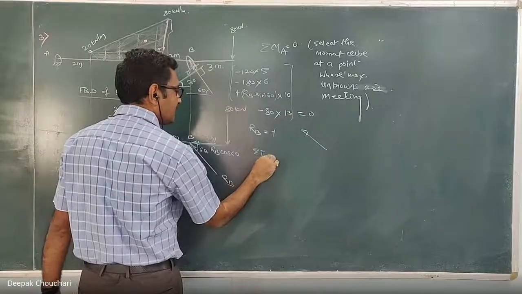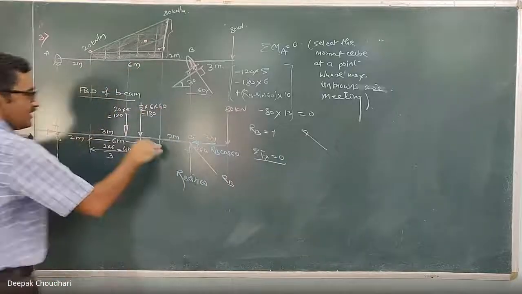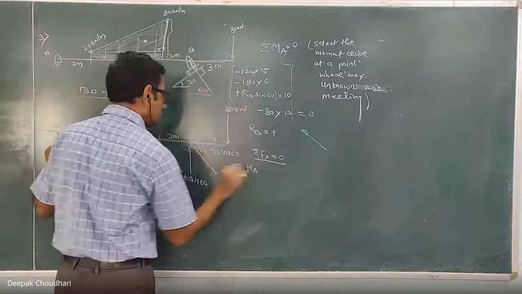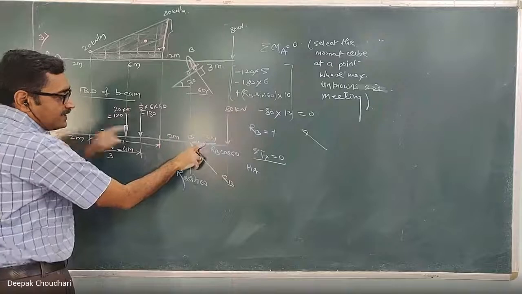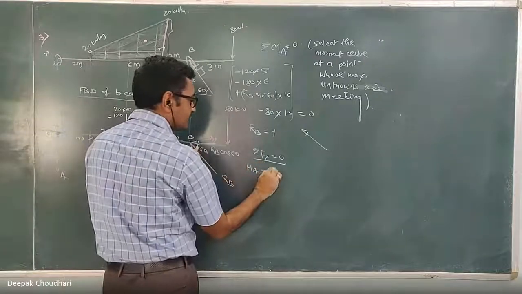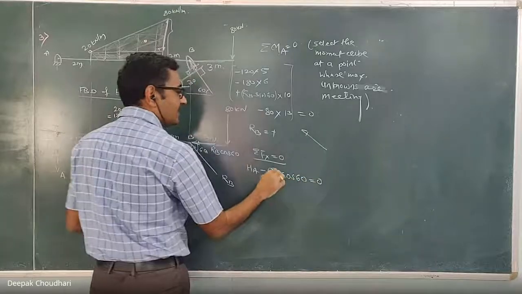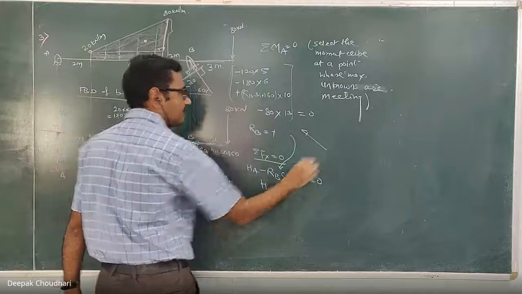Here, then use the next condition, summation of Fx equal to 0. First write the condition and then write down the equation. Summation of all x components, HA is towards right, so positive. Clear. After that, which force is in the other direction? This is towards left, so minus RB cos 60 equal to 0. Here substitute the value of RB that you calculated, you will get HA.